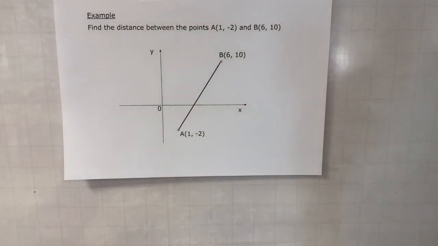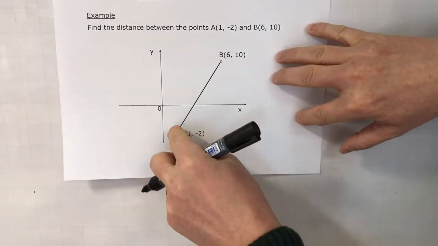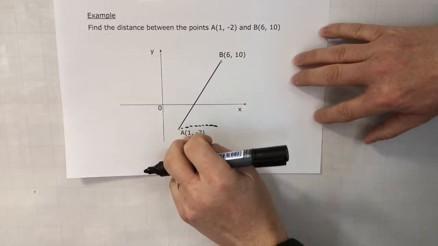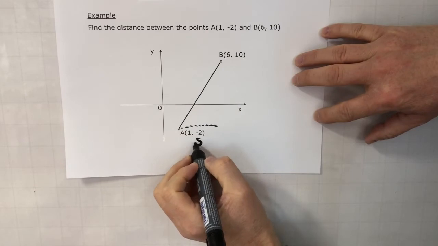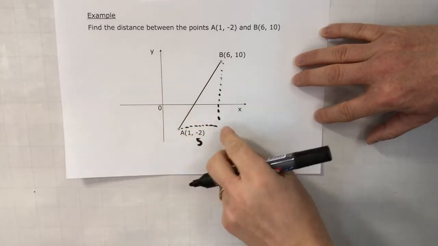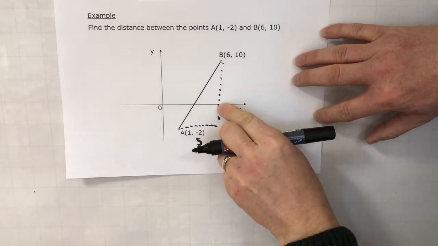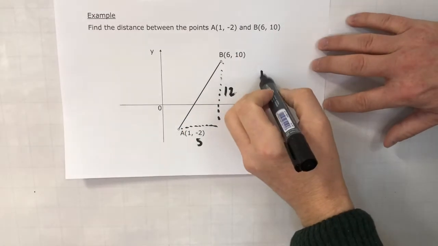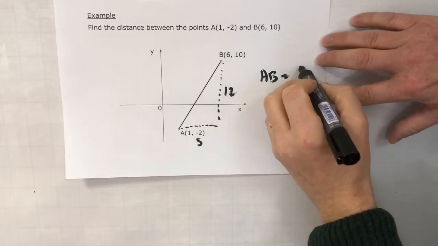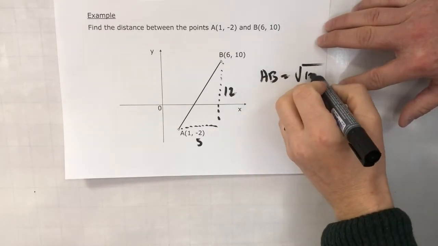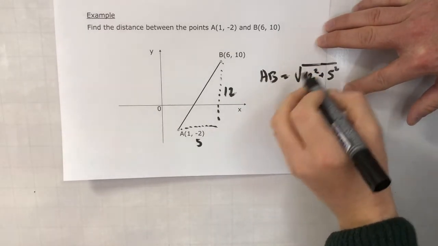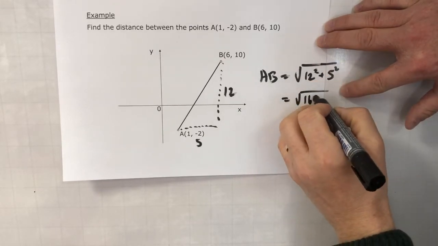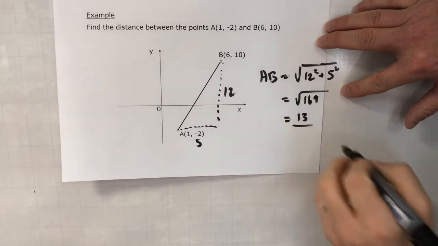Okay, so to find the distance between A and B, we first of all need to establish how far across we've gone. Well, we've gone from 1 to 6 across, so that's 5 units across. We have to establish how far up we've gone. Well, -2, there's 2 units there, up to 10, that's a total of 12 units. So the distance of A to B would equal the square root of 12 squared added to 5 squared, which is equal to the square root of 144 plus 25, so 169, which is 13 units.